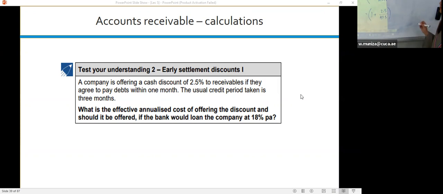Okay, now the number of periods. The time period is given in months. So 12 divided by how many months earlier the transaction is now going to be made. The credit policy is for 3 months and the person is agreeing to pay in 1 month. So 2 months earlier the person is now agreeing to pay. So 12 divided by 2, it will become 6. Then minus 1. So how much is it?